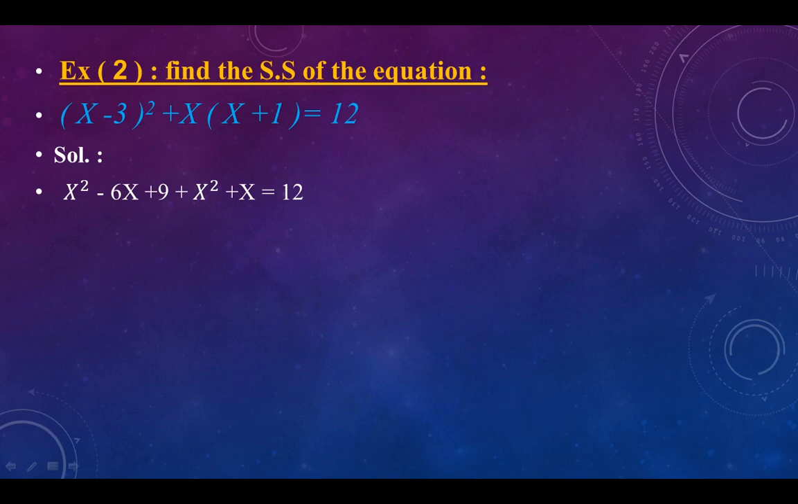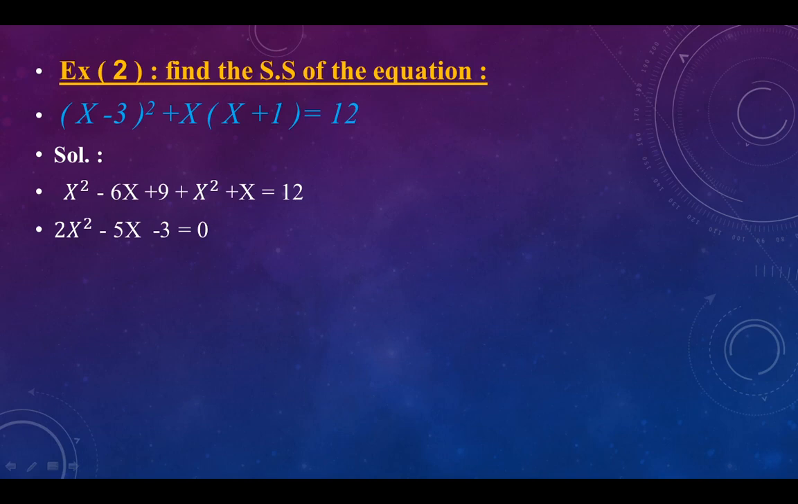We have to put it in the standard form, so we are going to collect like terms. X power 2 plus x power of 2 will be 2x power of 2. Negative 6x plus x equals negative 5x. 12 will go to the other side, so it will be 9 minus 12 equals negative 3. So 2x power of 2 minus 5x minus 3 equals 0. Now we have put it in the standard form of the quadratic equation.